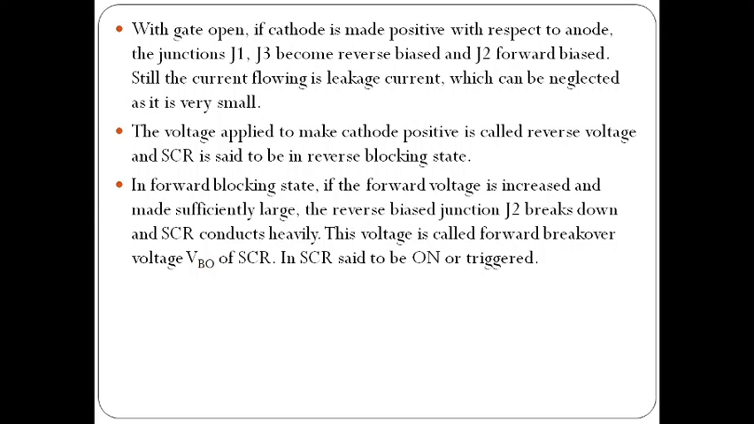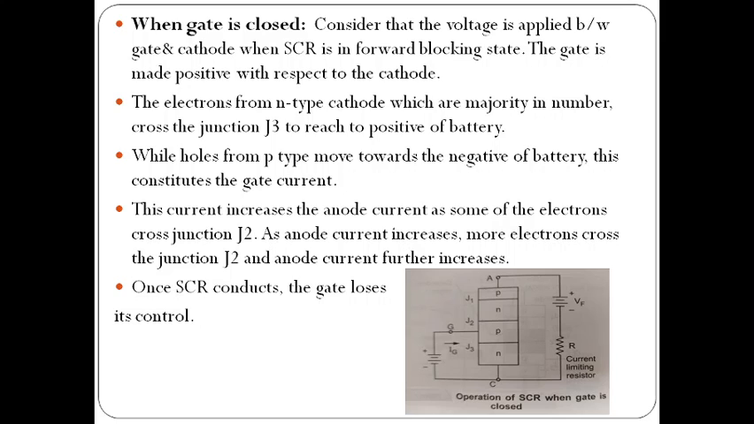The forward bias voltage at which junction J2 breaks down and SCR conducts heavily is called the forward breakover voltage. It is represented as VBO of SCR. In that case, we can say SCR is in the on state or SCR is triggered. So this is the first case, and the second is when the gate is closed.